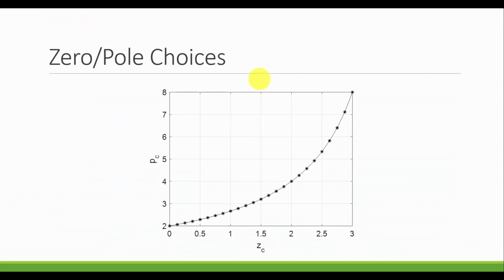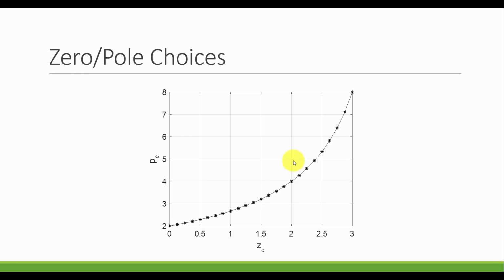So here, let's just look at a graph of, if we choose a zero, what the corresponding pole would be that would still satisfy that the dominant poles were located at -2 plus or minus 2j. So if we see here, for a very small value of a zero, our pole choice is going to be 2 already. And as we increase the value of the zero, the pole choice is also going to increase. What we actually see for this particular system and for this particular pole, there's no zero we can choose where it's actually going to be greater than the pole.